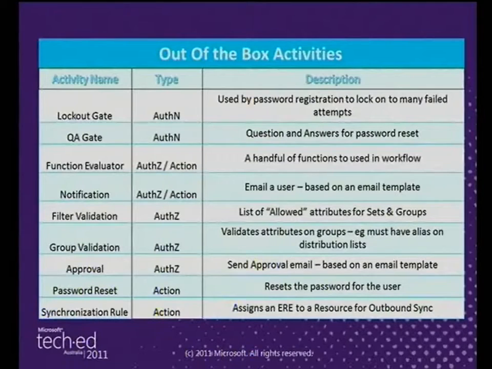This is just a few of the out-of-the-box activities, more of a reference slide than anything else. I won't delve too deep into them. The main ones used are things like your functional evaluator, where you can concatenate strings and generate substrings of certain things and pass them off to another attribute, and also your approval and notification workflows, which are pretty self-explanatory.